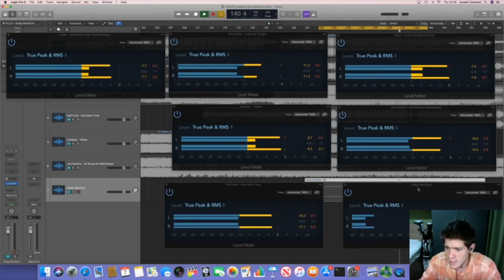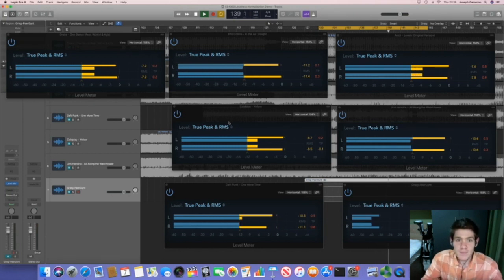So look at Grieg here, the classical piece. Minus 38 dB RMS compared to Avicii Levels at minus 8 RMS. And all the other songs are different as well, like Daft Punk, One More Time, minus 11. So In the Air Tonight is also minus 11. But you can just get a feel there for how different all their volumes actually are.